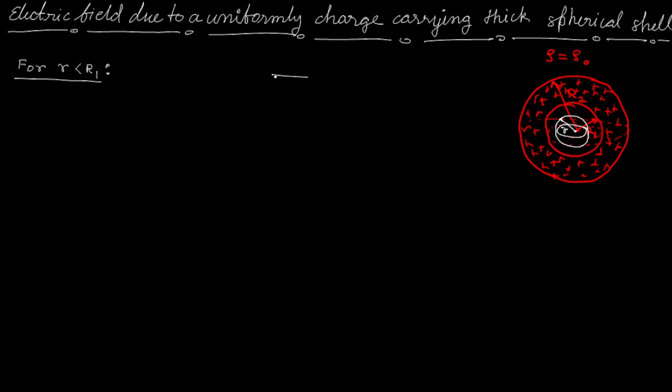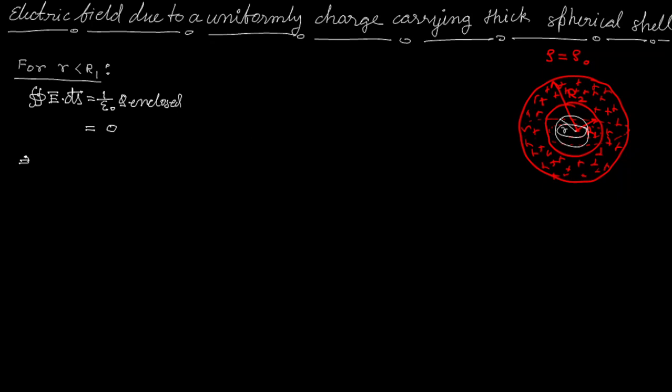And now on this surface, if the magnitude of the electric field is E, then according to Gauss's law, what can we write? We can write the integral of E dot dS is equal to 1 by epsilon naught Q enclosed. Now in this case, Q enclosed is 0. There will be no enclosed charge.